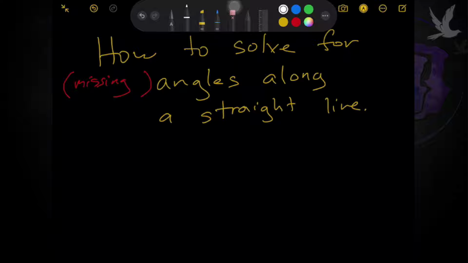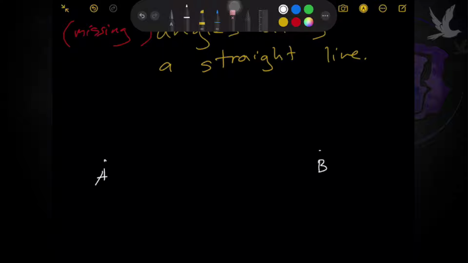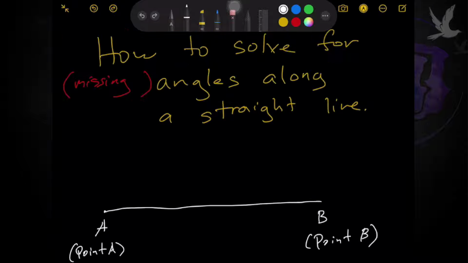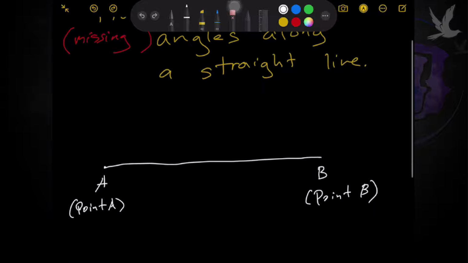Okay, so a straight line is formed by 2 points, from point A to point B. Actually, it depends on the name of the point. In this case, I named them A and B. And if you combine these 2 points, you draw a line.